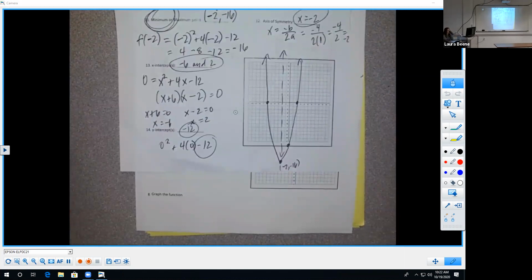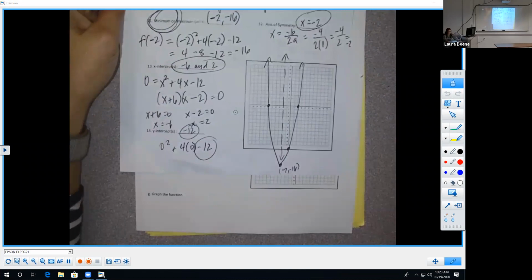Questions about that? Okay, that's everything you could possibly have about a quadratic right there. So make sure you know how to do those. Look at the next page.